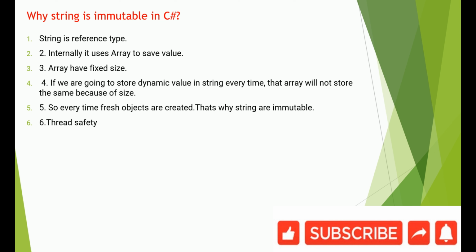Hello everyone. In this video, we'll discuss why string is immutable in C#. In our previous video, we discussed the difference between string and StringBuilder in C#. String is an immutable object and StringBuilder is a mutable object. We already discussed that in our previous video. In this video, we'll understand why string is immutable in C# and the reason why C# has designed string in such a way that it is an immutable object.